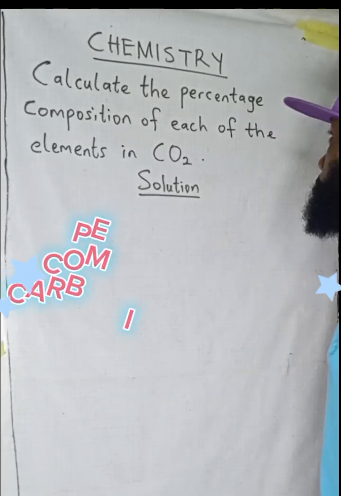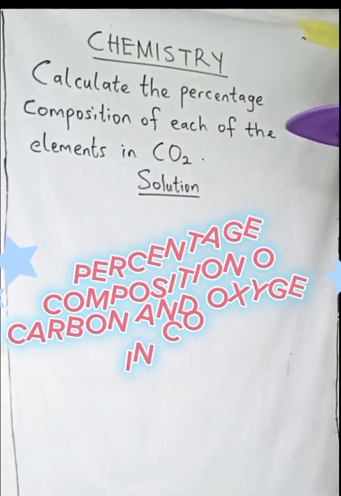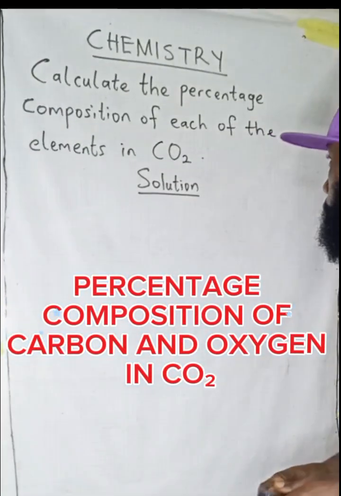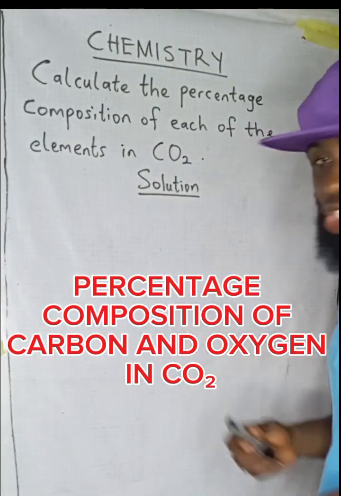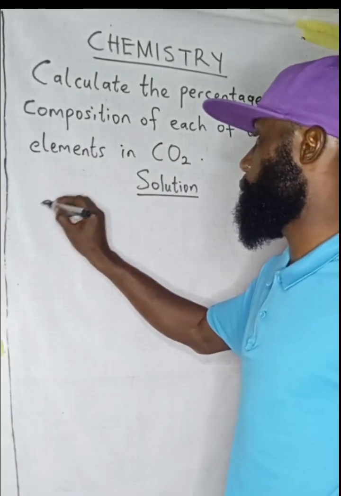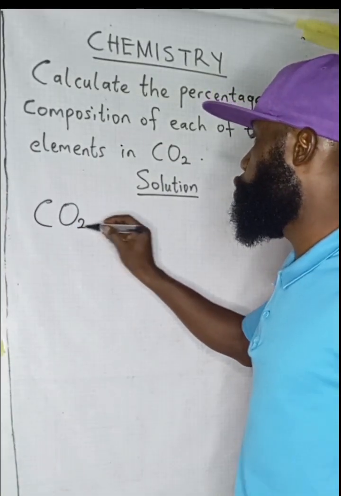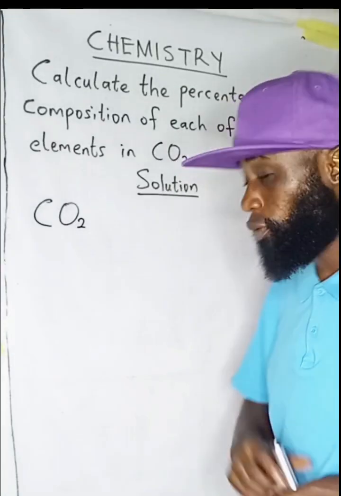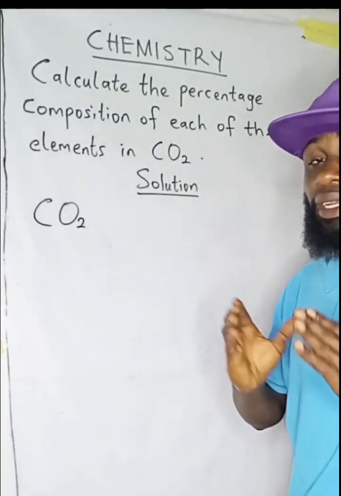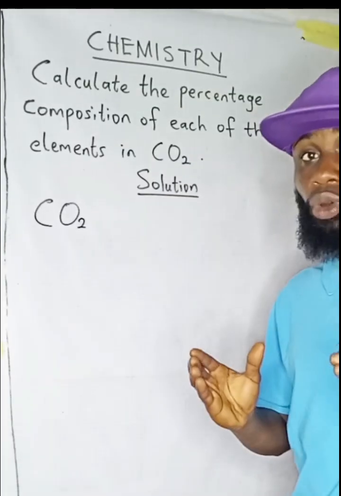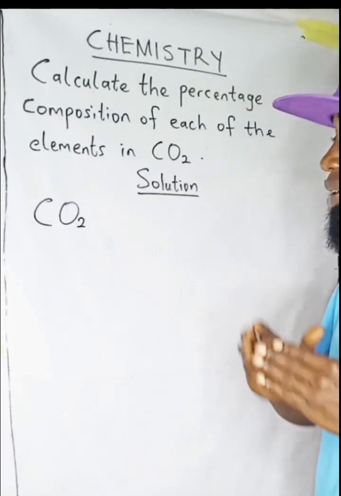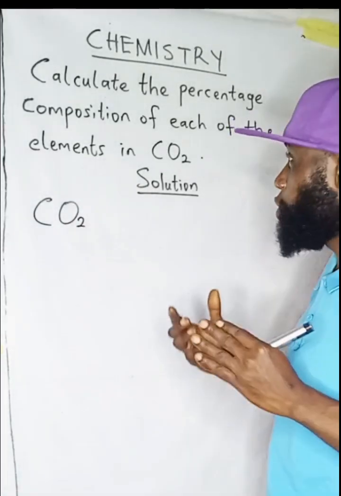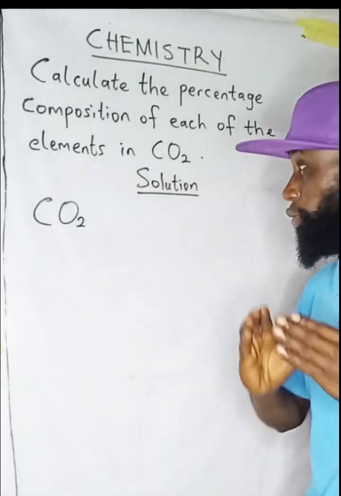We have to find the percentage composition of carbon and oxygen in the given compound, carbon(IV) oxide. So how do we do it? Now let's check the compound carbon(IV) oxide, CO₂. We have one atom of carbon and two atoms of oxygen. So we're going to find the relative atomic mass of carbon divided by the relative molecular mass of the compound times 100. That would be the percentage composition of carbon.